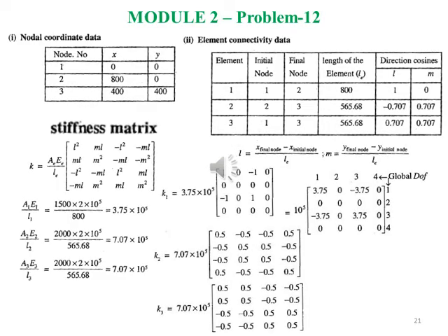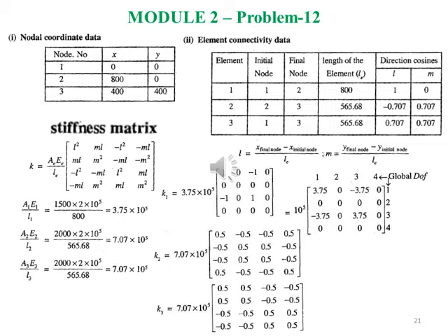So next step, to write down the nodal coordinate data. So we have nodes 1, 2 and 3, and the x coordinate and y coordinate for nodes 1, 2 and 3 is written down. So node 1 is at the origin, hence 0 and 0. Node 2 is at a distance of 800 mm in the x-axis and the y-axis value is 0. Node 3 is at a distance of 400 mm in the x-axis, and y also it is 400 mm. Hence the nodal coordinates for nodes 1, 2, 3 in both x and y axes are written down.